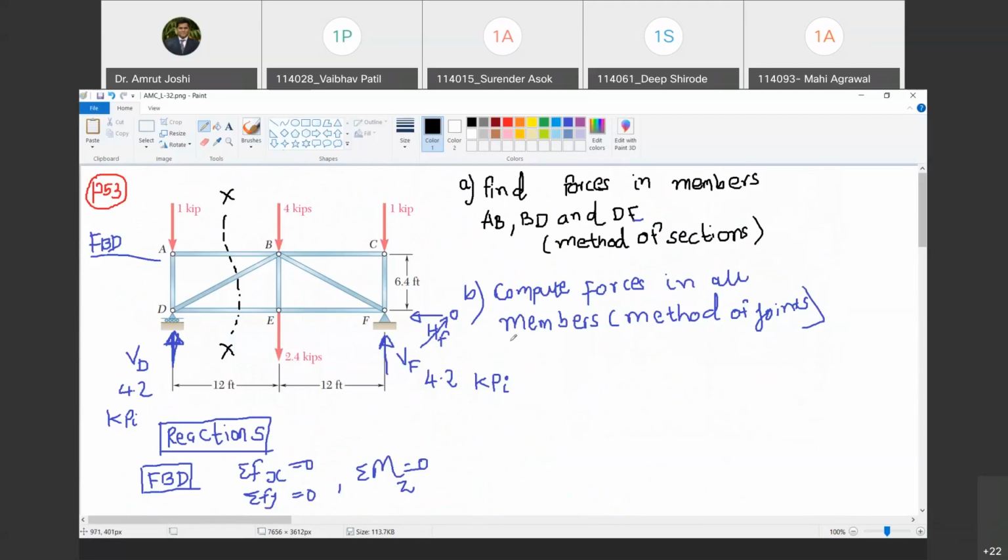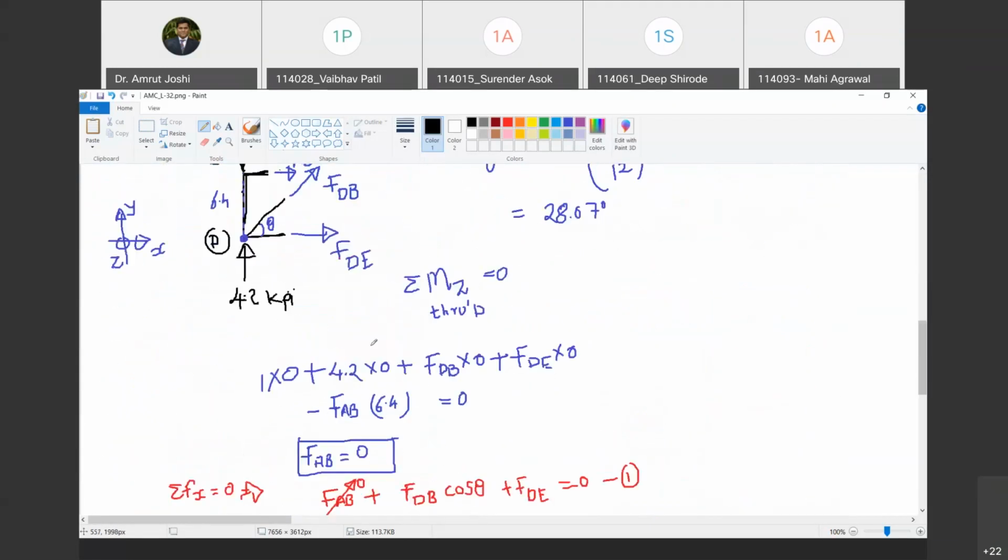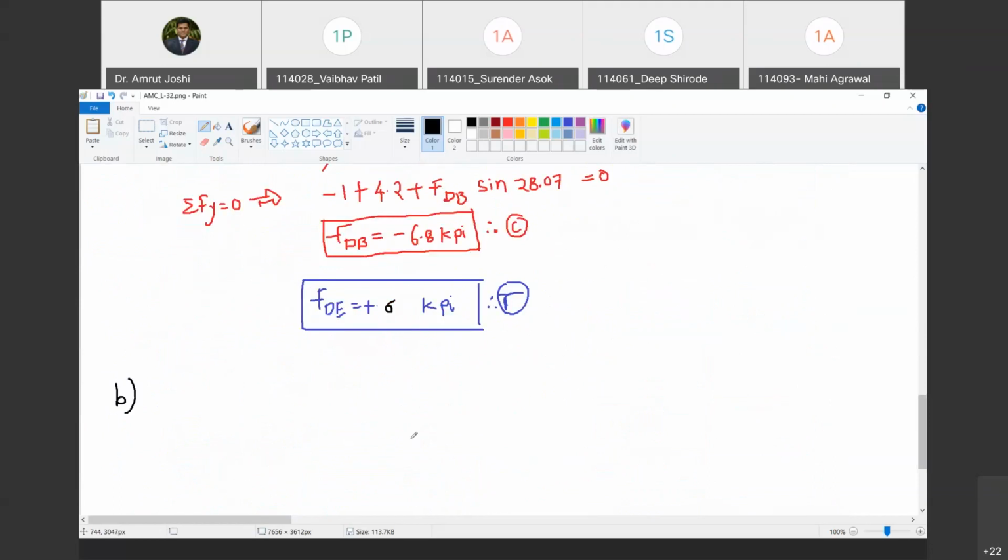Happy? Yes, sir. Now, look at all the joint pins and tell me from which joint pin I should start my analysis. If I look at joint pin at D, how many unknowns are there? Force in member AD, DB and DE. Are you with me? Yes, sir. So can I start with it? Method of section is over. Now you cannot borrow the solution from method of sections here. It is as if you are starting afresh. Are you with me? Yes, sir.